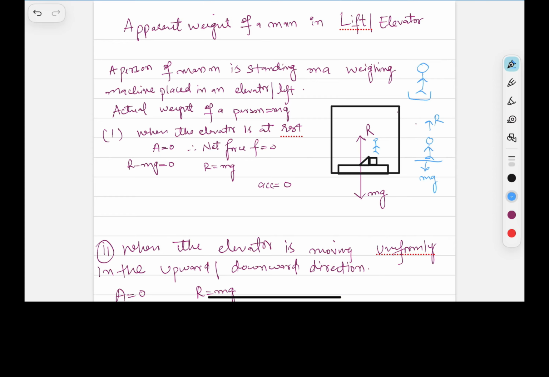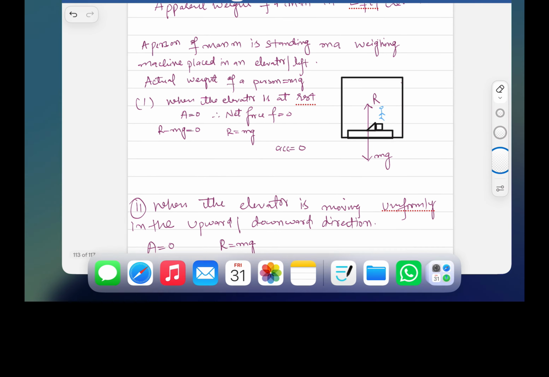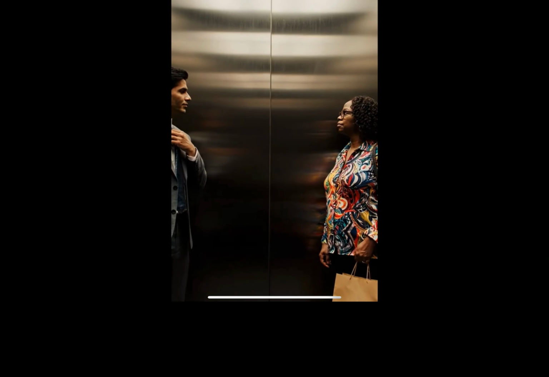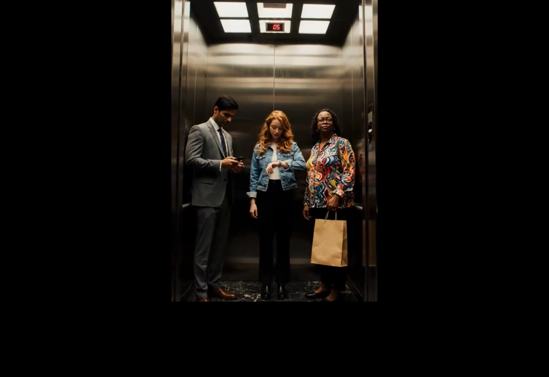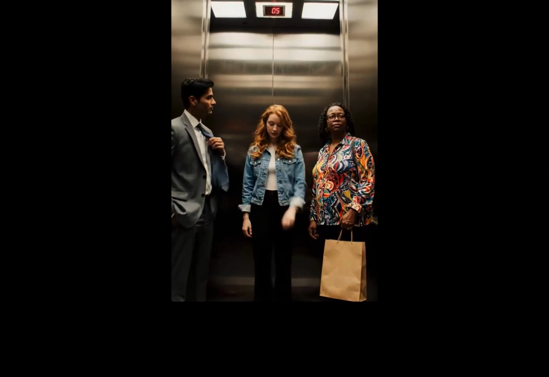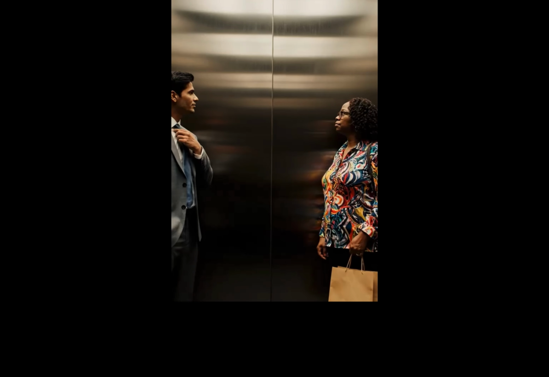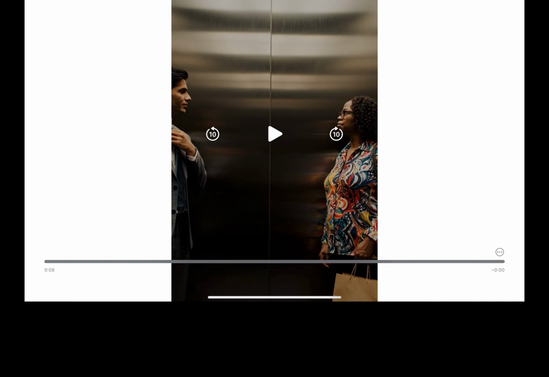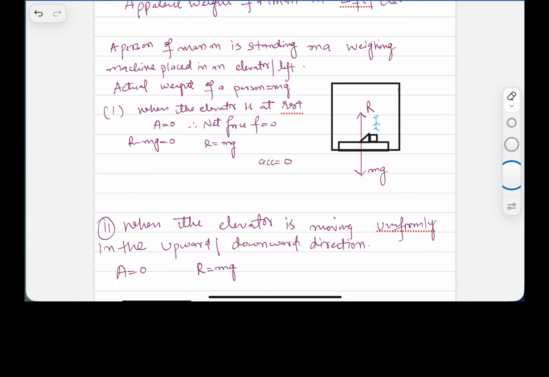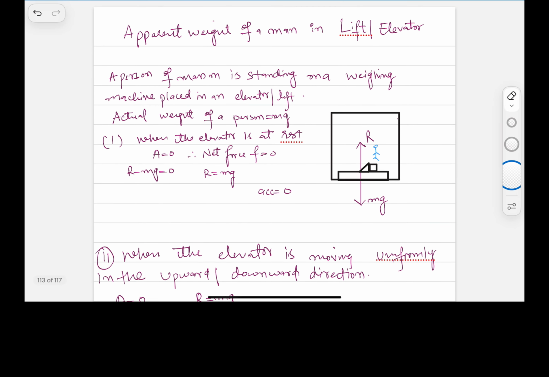Today we will discuss the apparent weight of a man in a lift or an elevator. Before discussing this, if we see a lift, we must have stood on it. According to physics, the lift can move upward, downward, or stay at rest. So we will discuss the various conditions of it.